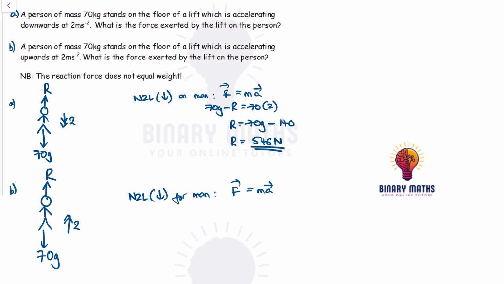If it's moving up, then the resultant force is R take away 70g, which is equal to 70 times acceleration, which is 70 times 2. So R must be equal to, if we rearrange it, 70g plus 140. So R must be equal to 826 newtons. Note that the reaction force does not equal weight in this case. You can see from this example that it does not equal the weight because the lift, or the man, is accelerating.